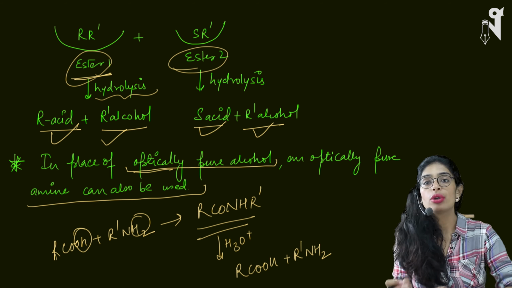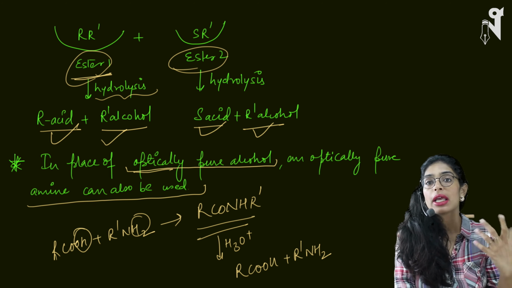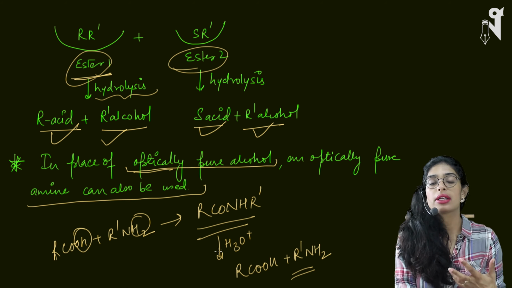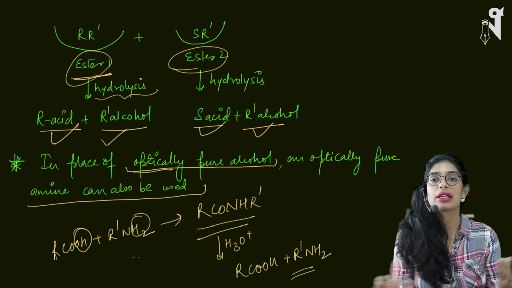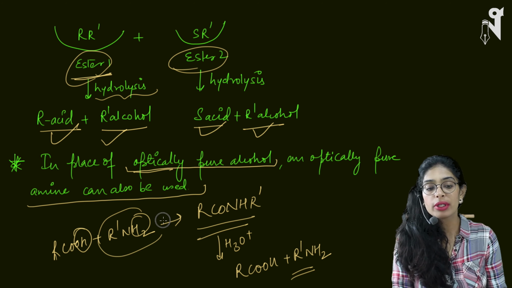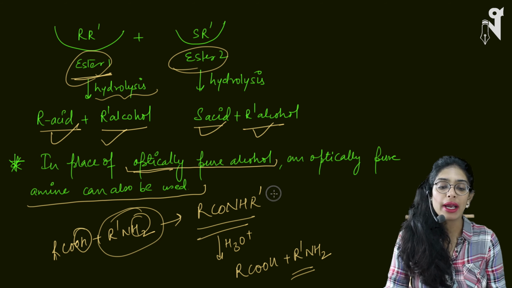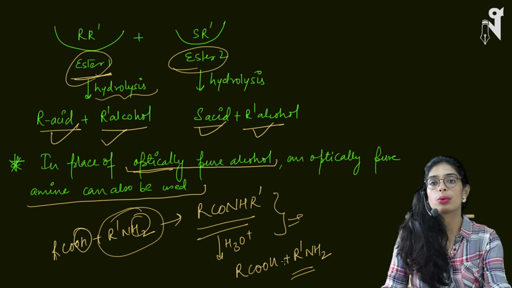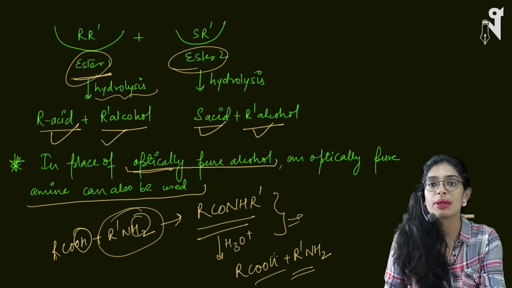So instead of alcohol you could have taken an amine, but again it should be an optically pure amine, and it will give you the same set of reactions. The only difference will be in the product. You will be getting an amide, and then the amide can be easily converted back into the acid and its amine.